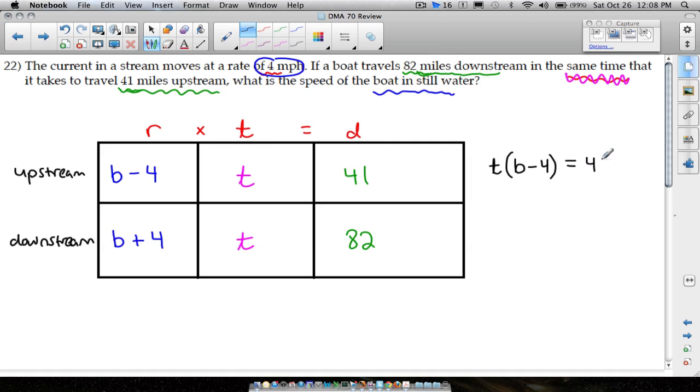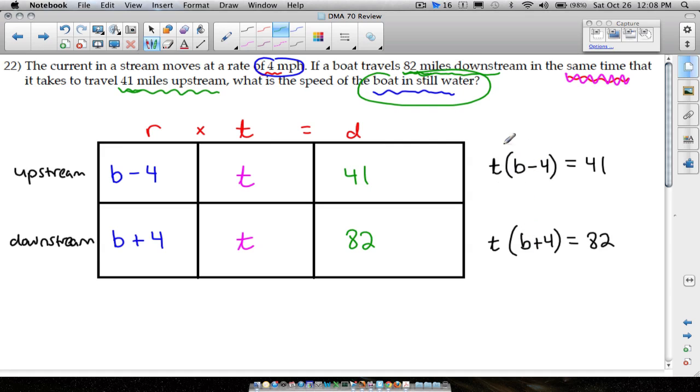There's one of our equations. Our other equation, very similar. Our rate is b plus 4, times our time, which is t, and this is equal to 82. That's our distance there. Now, since we're trying to find the speed of the boat in still water, that means we've got to solve for b.